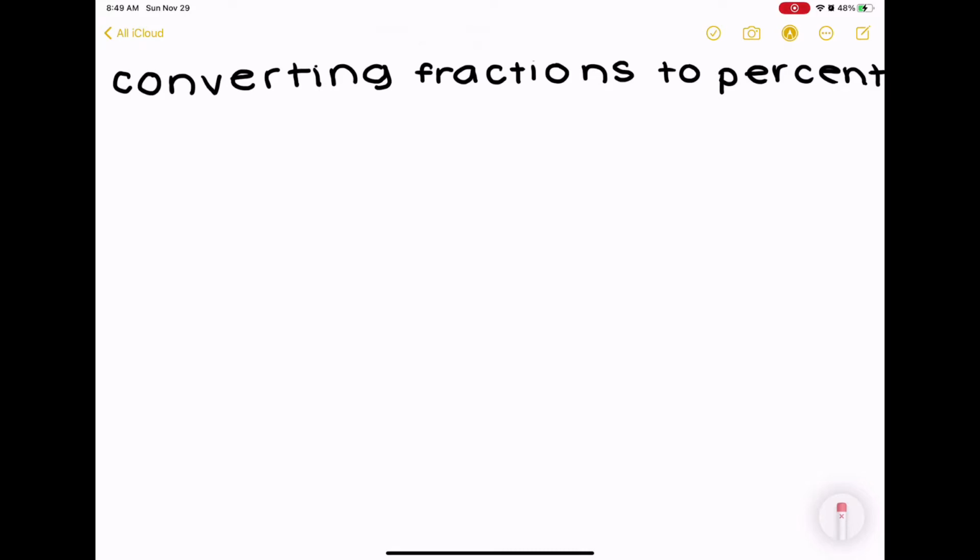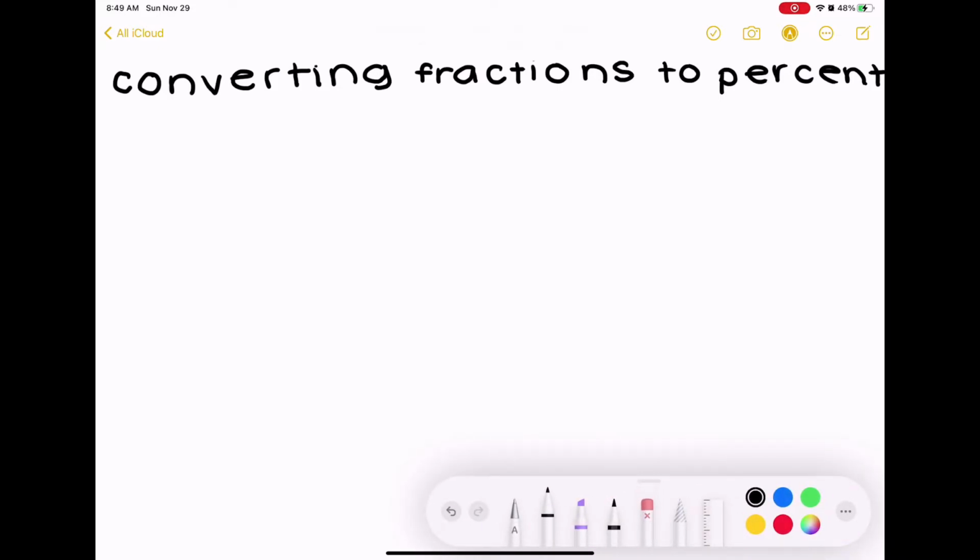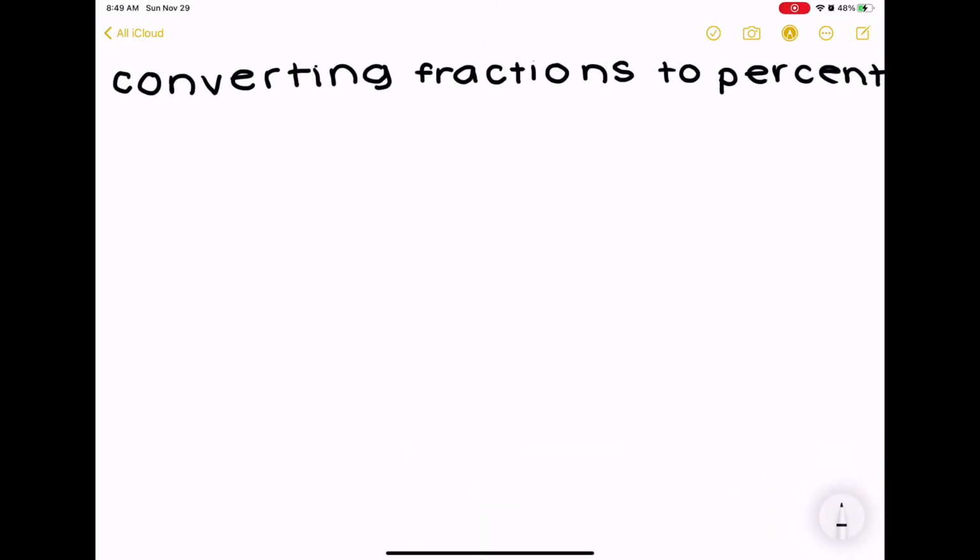In today's video, we'll be learning about converting fractions to percentages. Now, this video is going to relate to proportions, so go watch my video about proportions before you watch this one, just so that this video makes a bit more sense. So now, without further ado, let's head straight into this video.